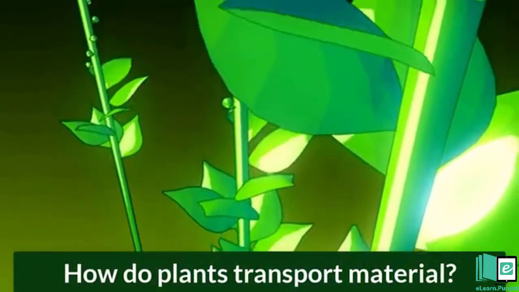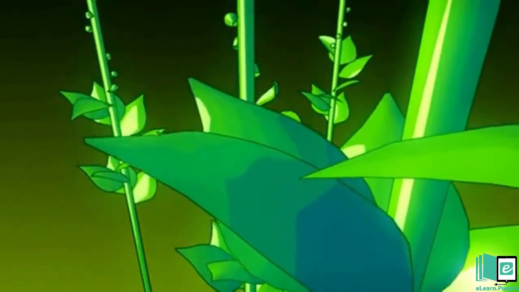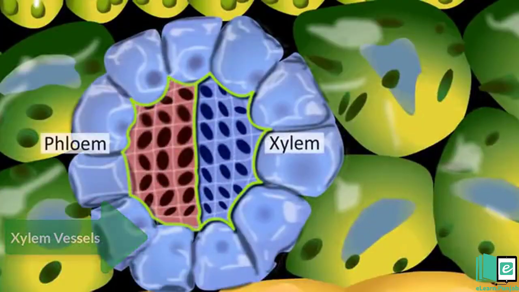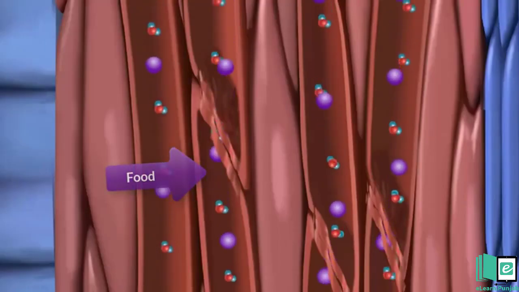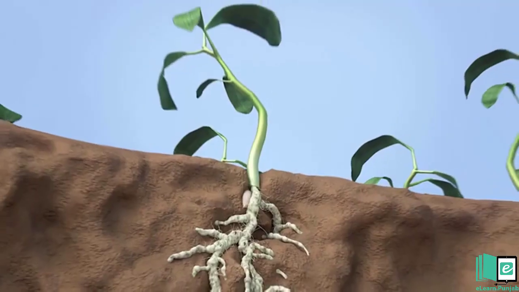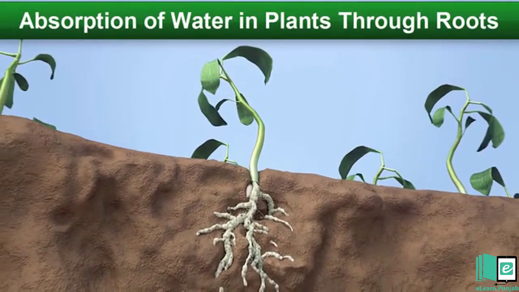How do plants transport materials? Plants transport water and minerals from roots to leaves through xylem vessels. Phloem transports prepared food from leaves to all other parts. Absorption of water in plants through roots.